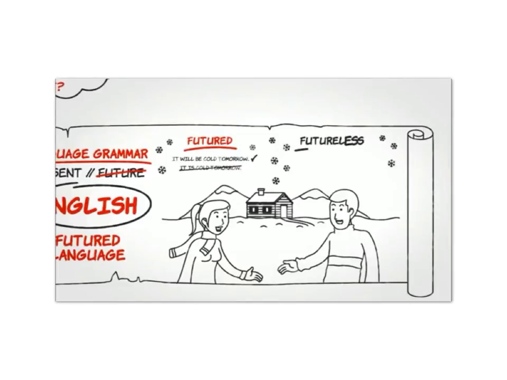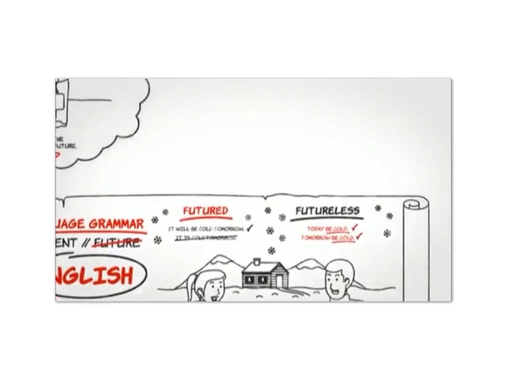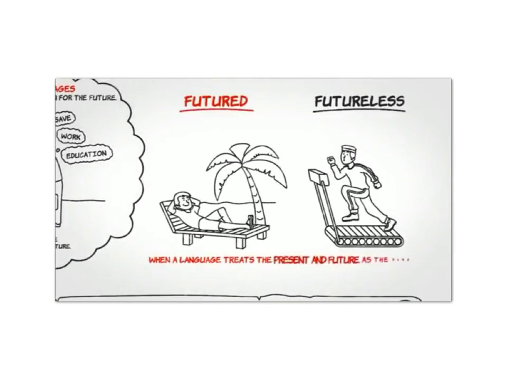But futureless languages like Finnish allow people to use constructions like, today be cold, or tomorrow be cold. They can say be cold about the present or the future. Chen predicted that when a language treats the present and future as the same, we might start acting like the future is no different from the present, and consider it to be just as important as the current moment.